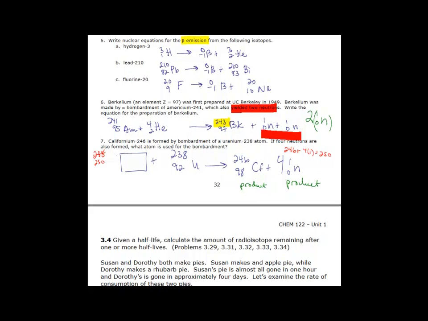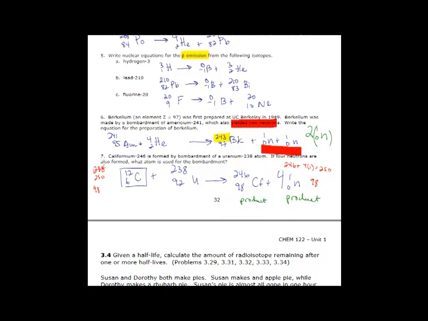So that means my mass number is going to have to be 12. Do the same thing for the atomic number. So 98 plus 0 gives you 98. So we need to have 98 over here. 98 minus 92 gives you 6. So the atom that has an atomic number of 6 is carbon. So it's carbon. So the more you practice these, the easier they will become.